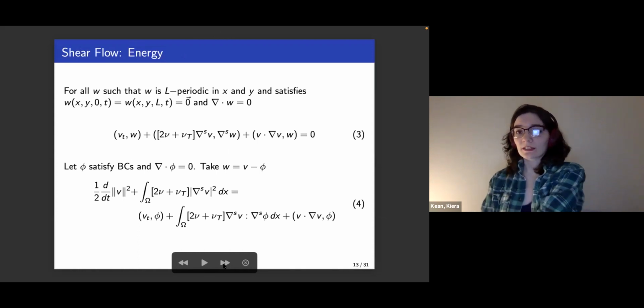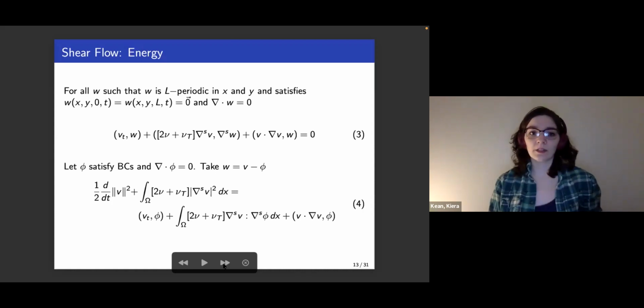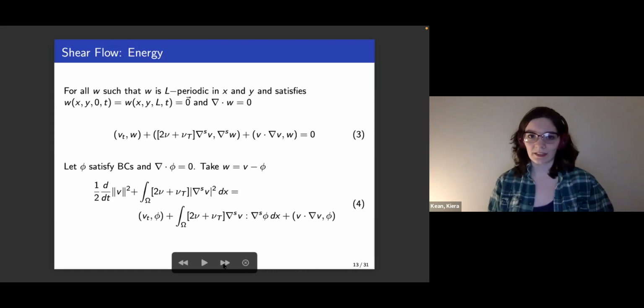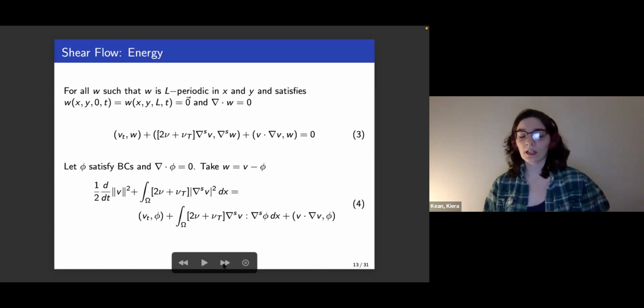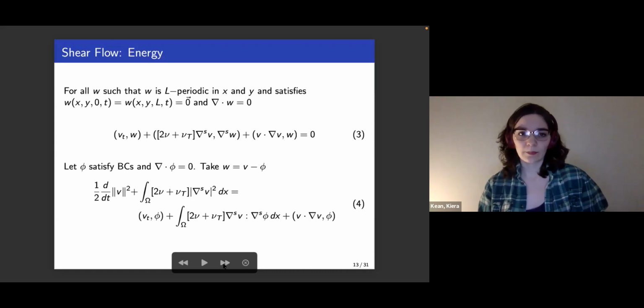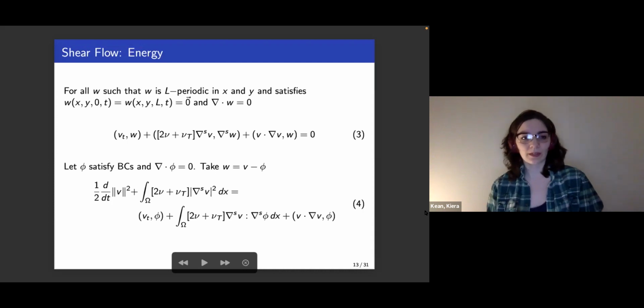So we get our energy equation by, again, starting with the V equation and multiplying by W, that has 0 boundary conditions in the Z direction, periodic in X and Y, divergence free. We don't have any force. This is just a boundary driven flow. So F would be 0 in this case. And this denotes the standard L2 inner product.